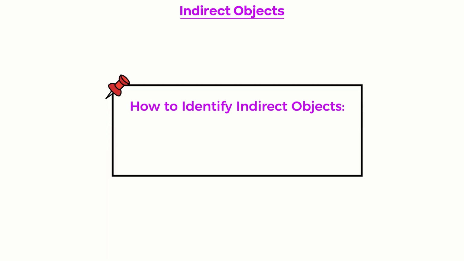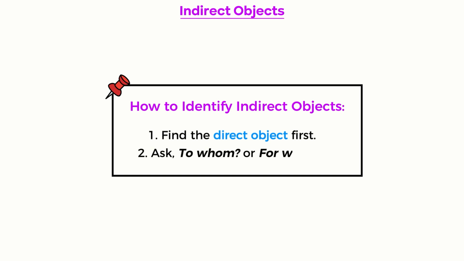How to identify indirect objects. 1. Find the direct object first. 2. Ask to whom or for whom.